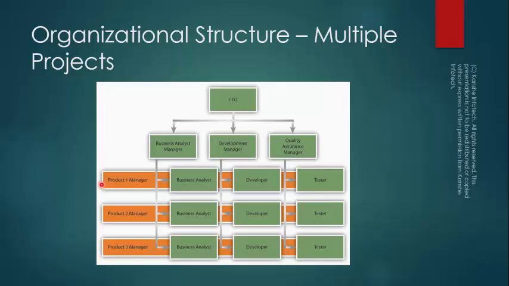Where you see this orange box, this is the product 1 manager. The product 1 manager gets reporting from the business analyst, the developer, and the tester. Then you have a product 2 manager who gets the reporting from that project's business analyst, developer, and testers. And the product 3 manager gets reporting from that particular project's business analyst, developer, and tester. I hope the idea is clear how multiple projects may be organized. This is one way of organizing multiple projects within an organization.